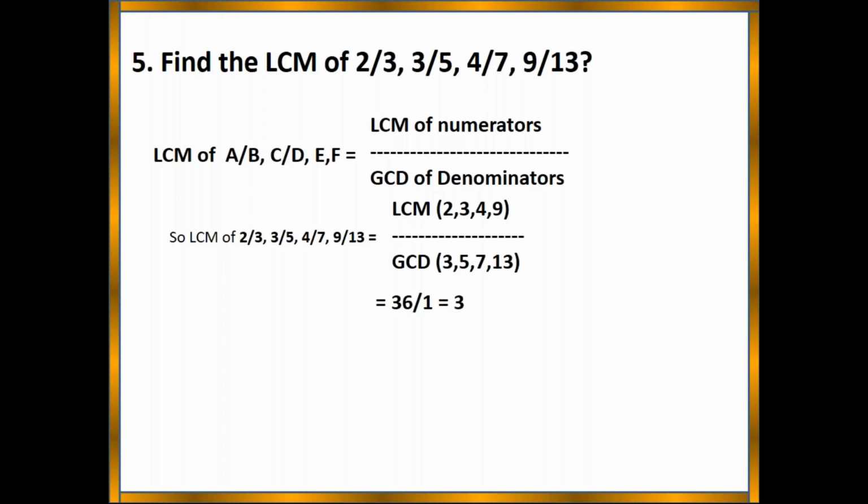So please find the LCM. I already said 2, 3, 4, 9. To find the LCM, if any number is a factor of another, ignore that factor. Do you remember? Yes. So 2 is a factor of 4, ignore 2. 3 is a factor of 9, ignore 3. There are only two numbers left, 4 and 9. 4 times 9 is 36, which is the LCM. By GCD: 3, 5, 7, 13 are all prime numbers. The common factor for prime numbers is only 1. So 36 by 1. Good.